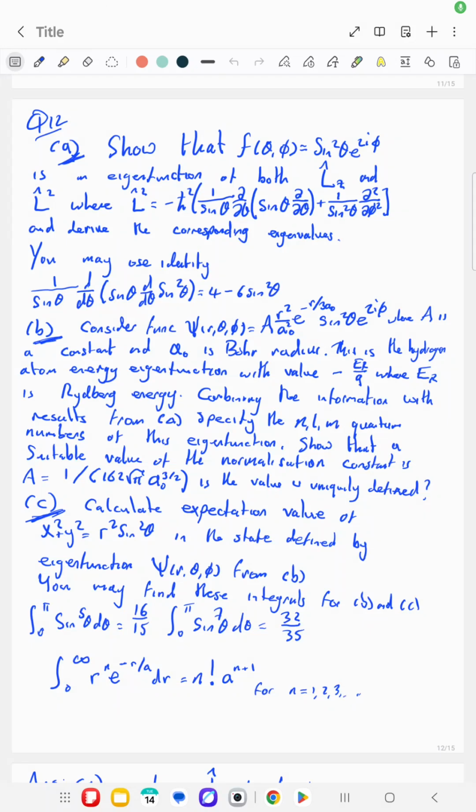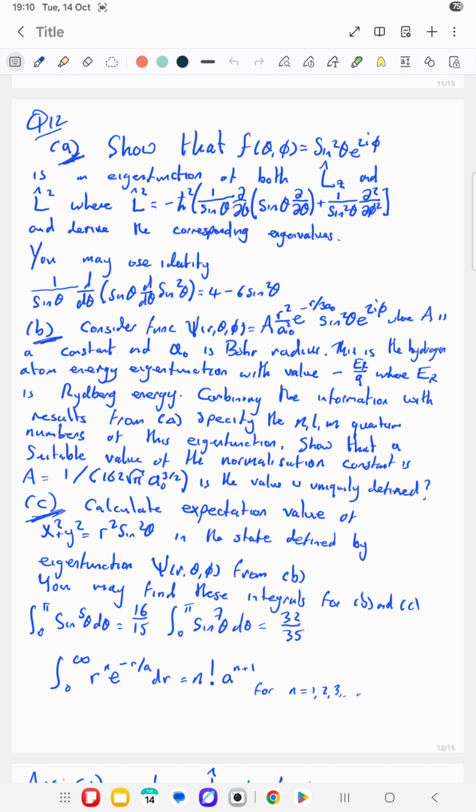Now question 12. This is a longer one. We show that this function here is an eigenfunction of both Lz and L hat squared, where L hat squared is given here, which is the angular part of the Laplacian. And we derive the corresponding eigenvalues. To derive the corresponding eigenvalues, you may use the identity given here.